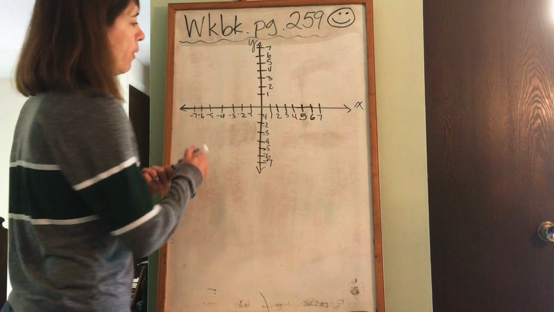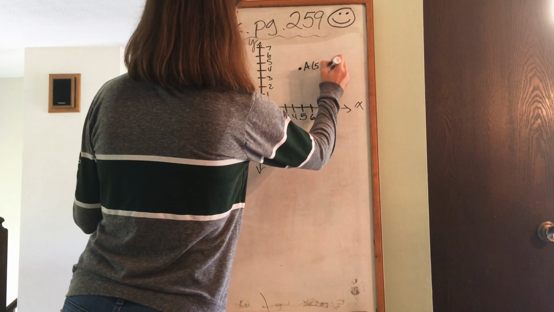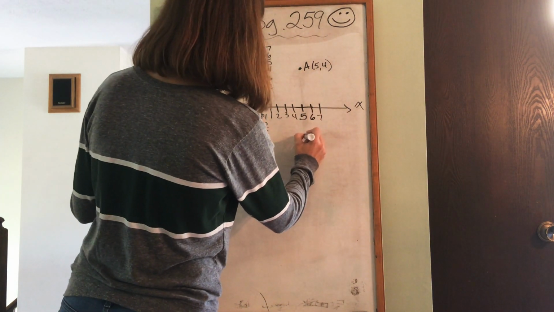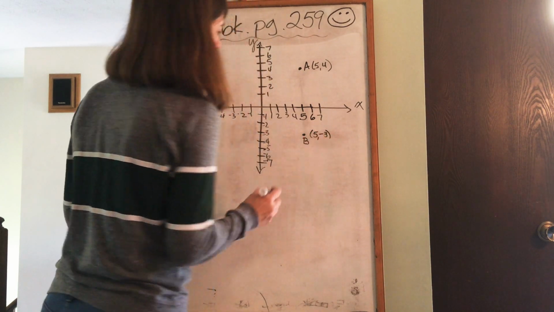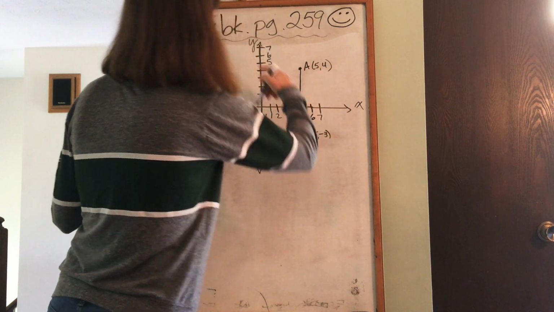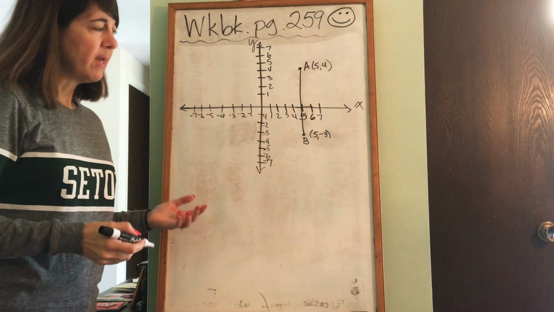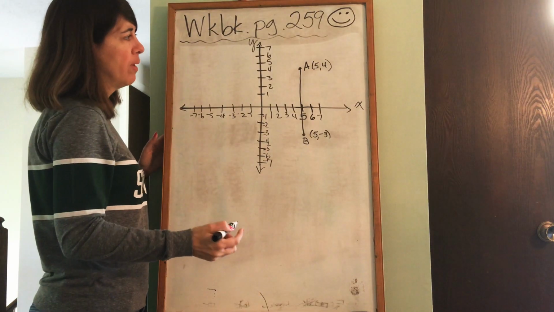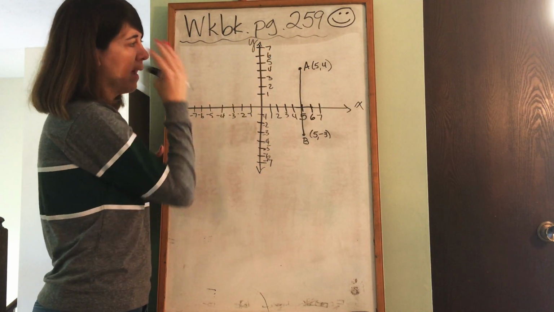A is 5, 4, so we'll fill that in here. And B is 5, negative 3. So over 5, down negative 3, 5, negative 3. Okay, so you can see that that is a vertical line, and it is parallel to our y-axis. And so to find the distance between these 2 points, which is our main task today, we will subtract the y numbers since it is parallel to the y-axis.